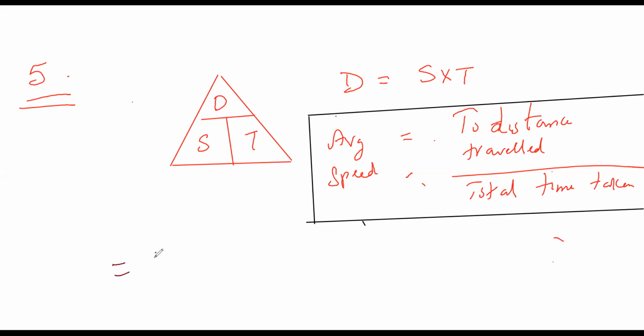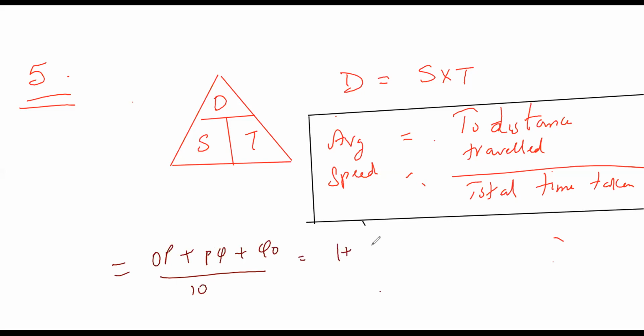So what is it? OP plus PQ plus QO by total time. And this is in kilometer per minute. Last we'll convert to kilometer per hour.